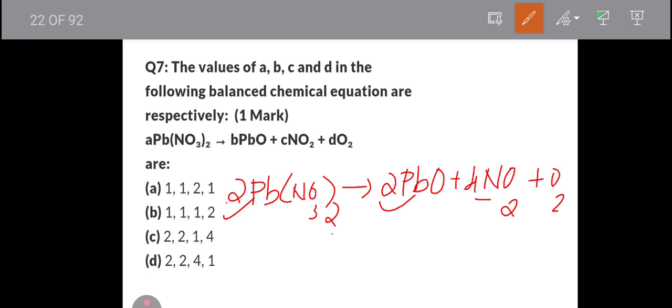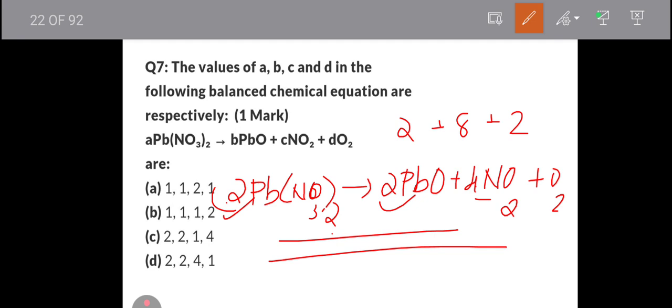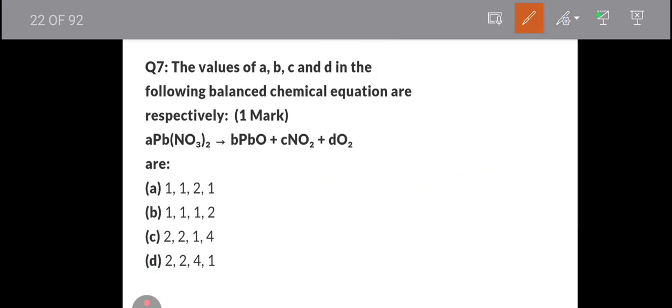Now you count oxygen. Here anyhow 3 into 2, 6 oxygen is there, along with that 2 is coming, so 6 into 2, 12 oxygen you have. Here you have 2 oxygen, plus here you have 4 2s are 8 oxygen, plus again you have 2 oxygen. So 8 plus 2 is 10, 10 plus 2 is 12. So this equation is balanced. Therefore the values are 2, 2, 4, 1. Hope this is clear to you. Let's move to the next equation.